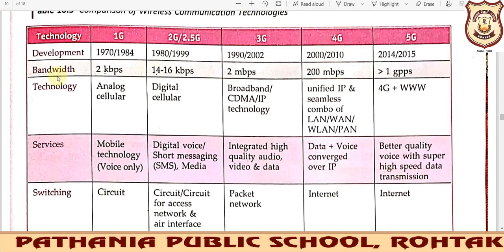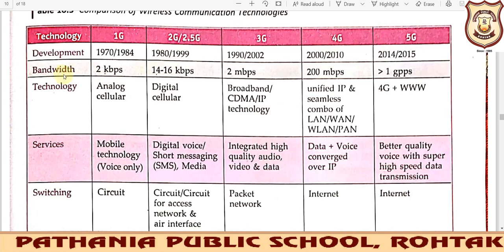Fine. So when they were developed: 1G was developed in 1970 to 1984, 2G afterwards. Okay, there was 2.5G also. Then came 3G, 4G and 5G. Okay, so 5G is actually not here in India, but still it exists.